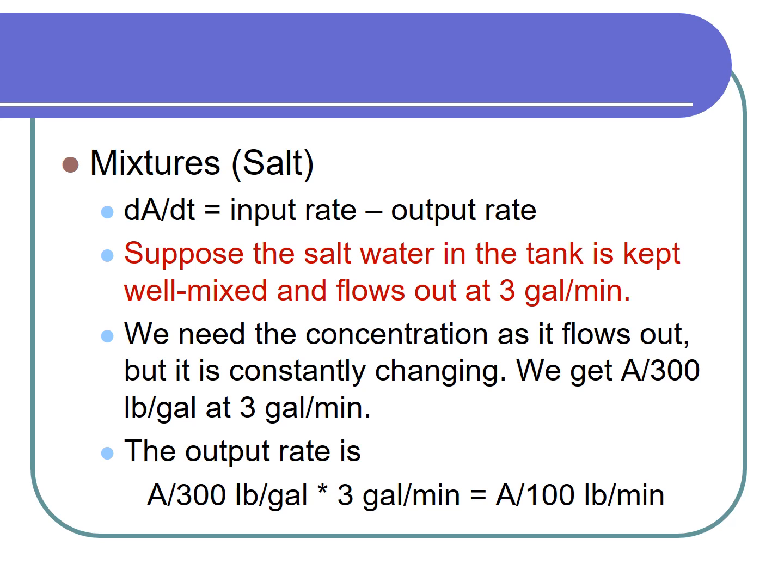but the water is coming in at the rate of 3 gallons per minute and flowing out at the rate of 3 gallons per minute. So that means we keep a constant 300 gallons in this tank. So the concentration is A/300, and it flows out at the rate of 3 gallons per minute. So we get A/300 in terms of pounds per gallon times 3 gallons per minute. That gives us A/100, and that's measured in pounds per minute.